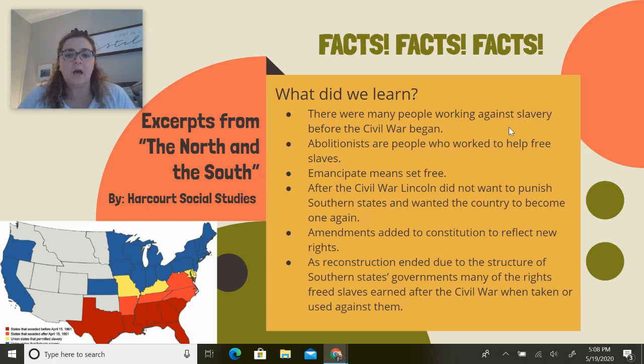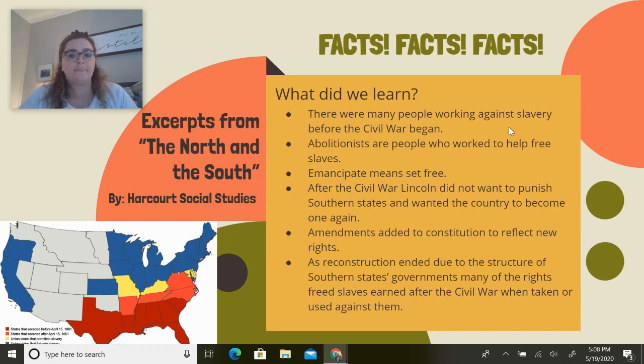Certain amendments were added to the Constitution to reflect new rights. Because of the end of the Civil War, and because of everything that was going on in the country, there were some changes added to our Constitution to reflect the new rights of certain people. Remember, amendments are changes. And then as Reconstruction ended, due to the structure of the Southern states' government, many of the rights freed slaves earned after the Civil War were taken or used against them.